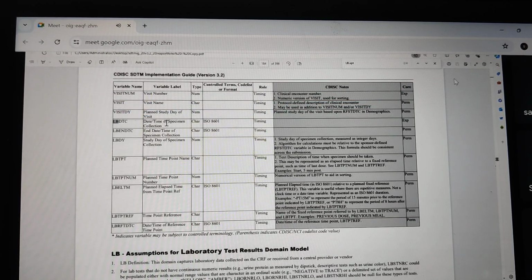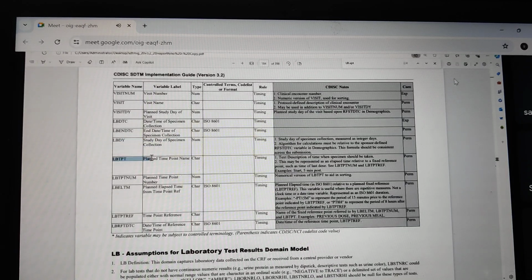The LBDTC is the date of collection of the sample. LBENDTC generally will not be captured. This is a permissible variable, because for the sample collection, the start date and time would be the collection start, and that would be the end date. But if there is a particular time-consuming test, then it might be captured by the end of that particular sample. LBDY is based on this LBDTC; it is the study day of the particular sample collected.